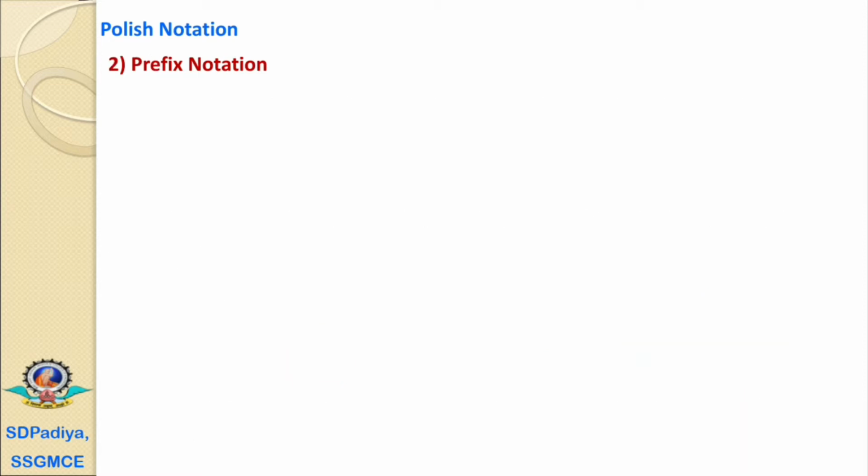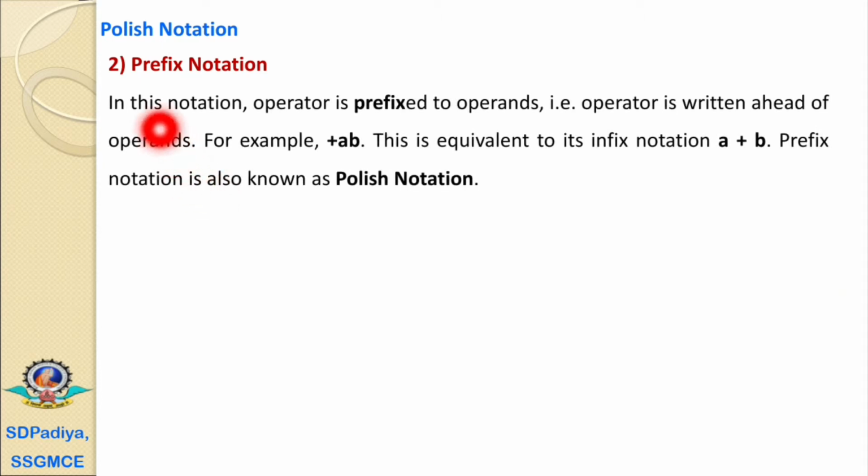The second is the prefix notation. The meaning of pre, we know, is before. In this notation, the operator is prefixed to the operands. That is, the operator is written ahead of the operands, before the operands. For example, plus ab. This is equivalent to its infix notation that we have seen previously, a plus b. The prefix notation is also known as the Polish notation.